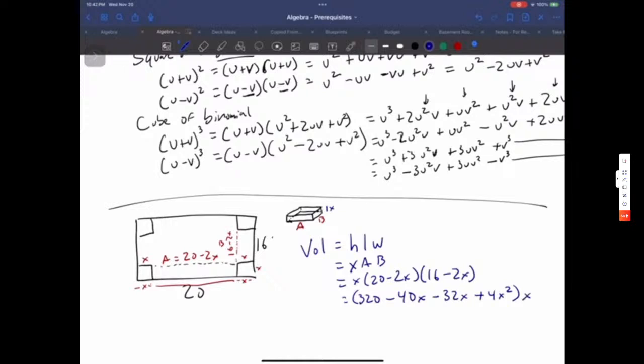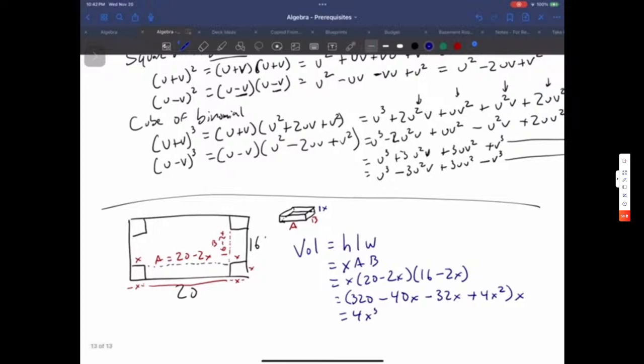So now let's multiply it out as we do this math. x times 4x squared is 4x cubed. We didn't do the add, but this is going to be minus 72x. So x times that is minus 72x squared. Then we have plus 320x. So that is your formula for the volume of a box with this configuration.